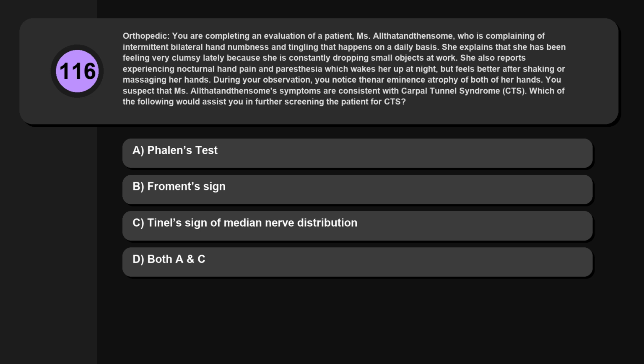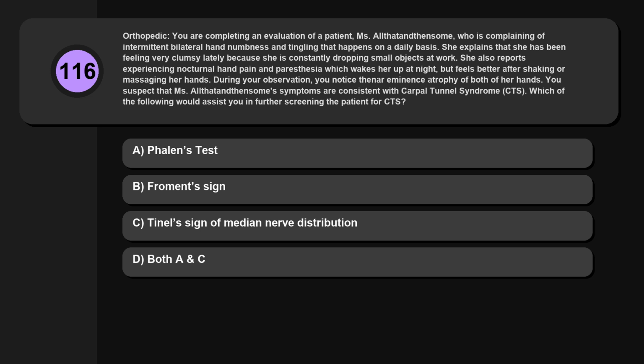Question 116. Orthopedic. You are completing an evaluation of a patient, Ms. Althey-Tanthensum, who is complaining of intermittent bilateral hand numbness and tingling that happens on a daily basis. She explains that she has been feeling very clumsy lately because she is constantly dropping small objects at work. She also reports experiencing nocturnal hand pain and paresthesia which wakes her up at night, but feels better after shaking or massaging her hands. During your observation, you notice thenar eminence atrophy of both of her hands. You suspect that her symptoms are consistent with carpal tunnel syndrome, CTS. Which of the following would assist you in further screening the patient for CTS?